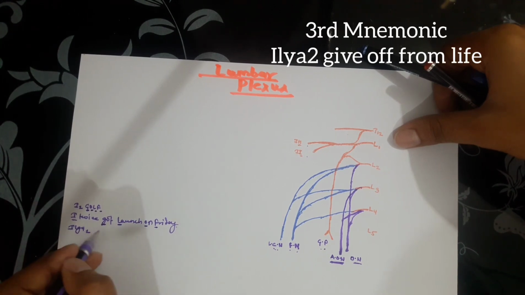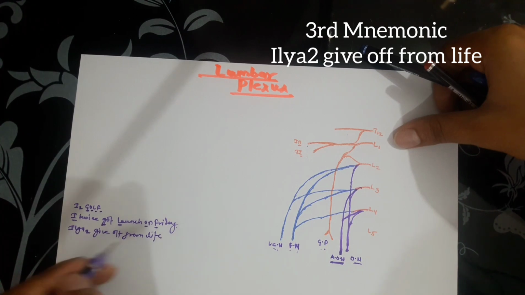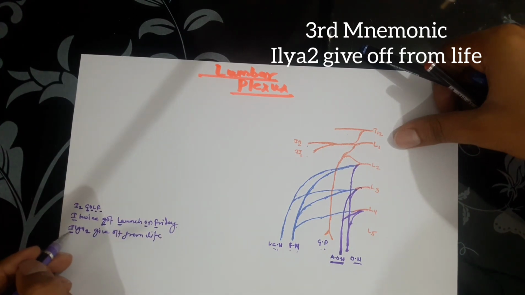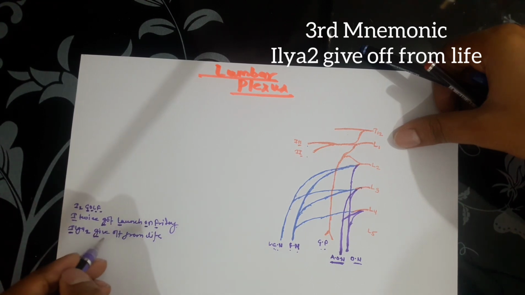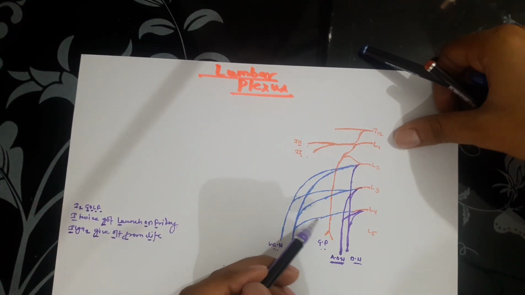Here we can also remember through another mnemonic, Ilia 2 give off from life. So here Ilia 2 means iliohypogastric and ilioinguinal, G stands for genitofemoral, O stands for obturator, F stands for femoral, and L stands for lateral cutaneous nerve, which is also called the femoral cutaneous nerve. So through these three mnemonics we can remember the main branches of the lumbar plexus.